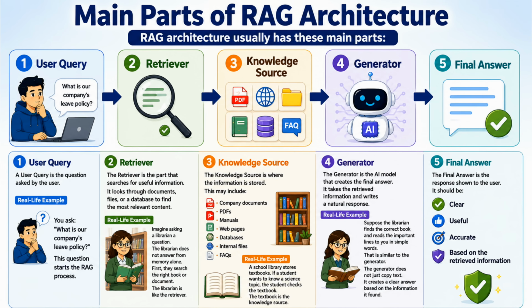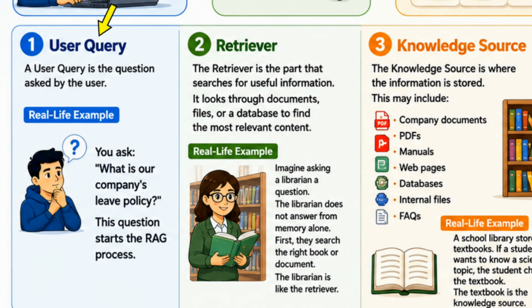Now we will see the main parts of RAG architecture. RAG architecture usually has 5 main parts: user query, retriever, knowledge source, generator, and final answer. First part, user query. User query is the question asked by the user. Real life example. Suppose you ask, what is our company's leave policy? This question starts the RAG process.